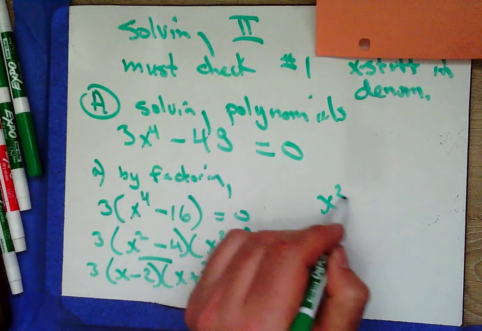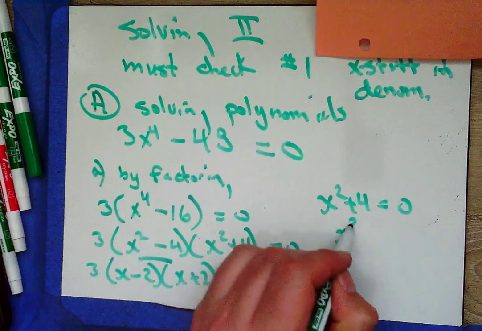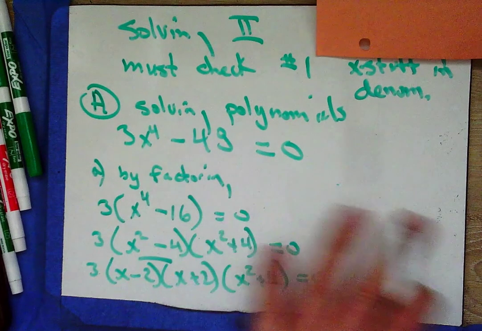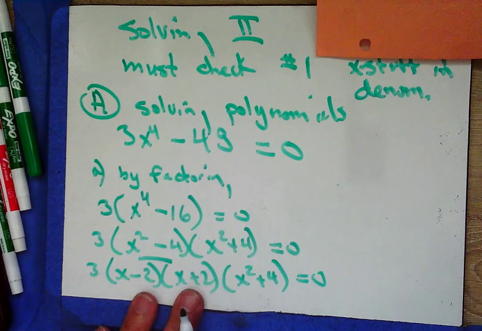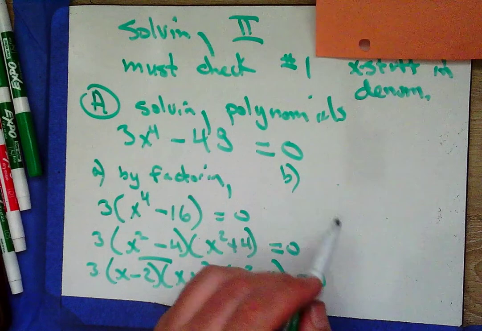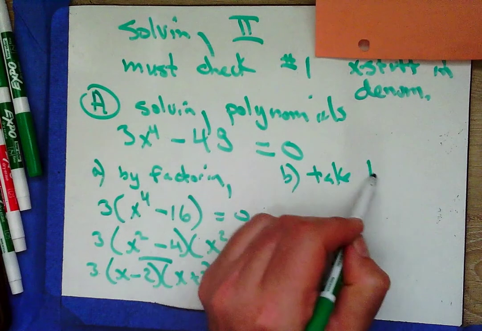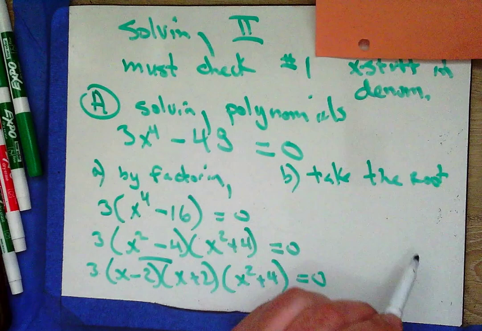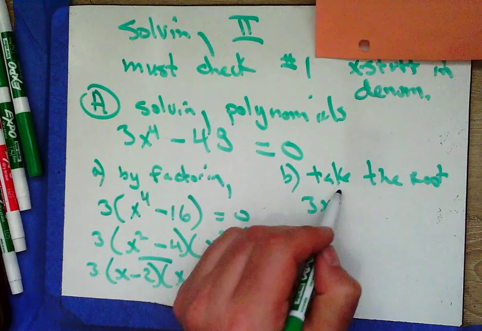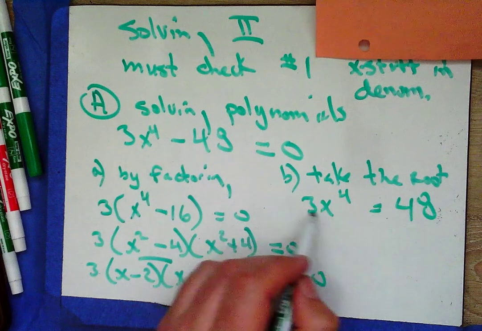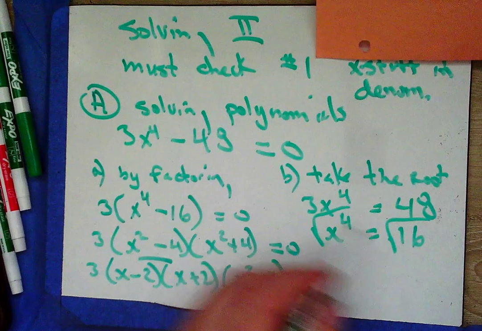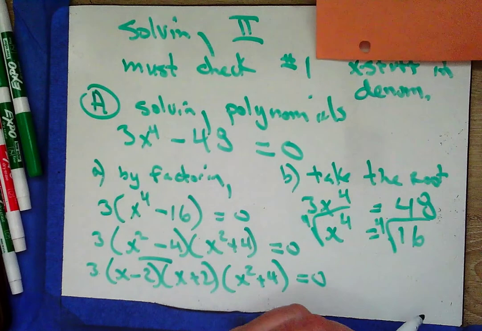Remember, when I set x squared plus 4 equal to 0, I get x squared equals negative 4. I can't take the square root of negative 4 and get a real number, so I don't bother with that, just these two. All right, so there's this other approach, though, and that is that I could take the root. Wouldn't be square root this time, but to do that, I want to isolate the x. Now I'll divide both sides by 3, and now I'll take the 4th root of both sides.